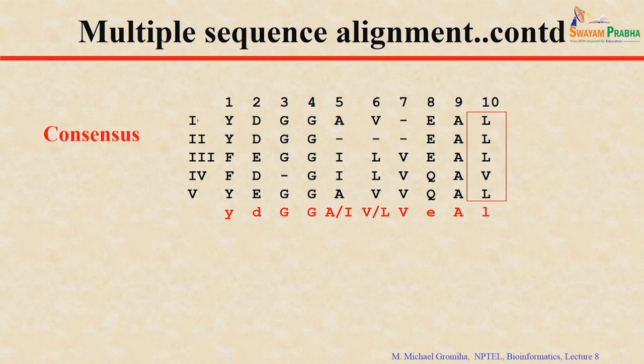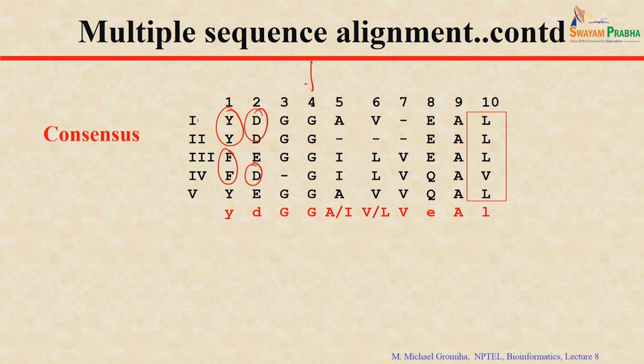Tyrosine, mainly Y and F, aromatic residues. Right, fine. So they put a small y because the position is mainly dominated by Y and two other residues. If you do the second one, mainly with D, they put a small d.